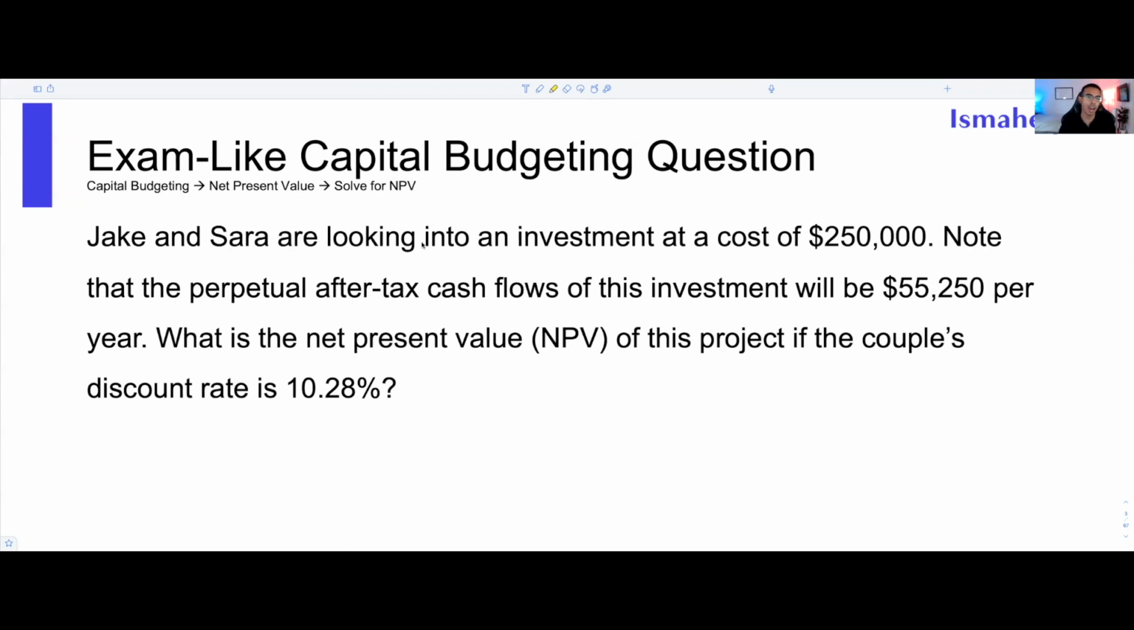So in this question, we have Jake and Sarah, and they're looking into an investment at a cost of $250,000. Note that the perpetual after-tax cash flows of this investment will be $55,250 per year. Alrighty. Now we want to know, this is your mission, and we're going to highlight our mission here in red. We want to know what is the NPV of this project. All right. So what is the net present value of this project if it has a discount rate of 10.28%?